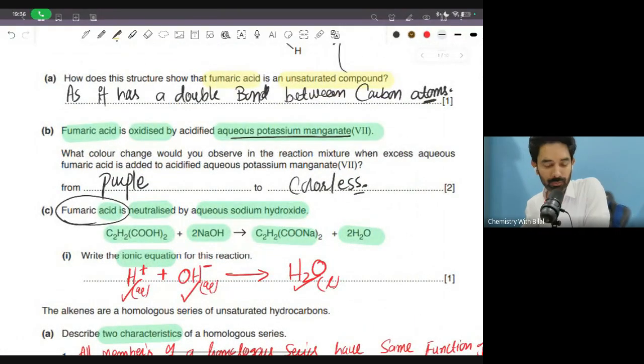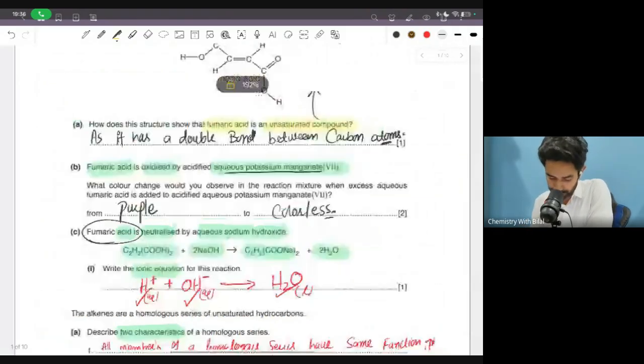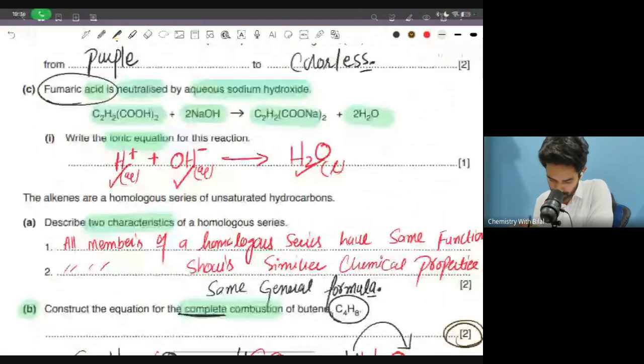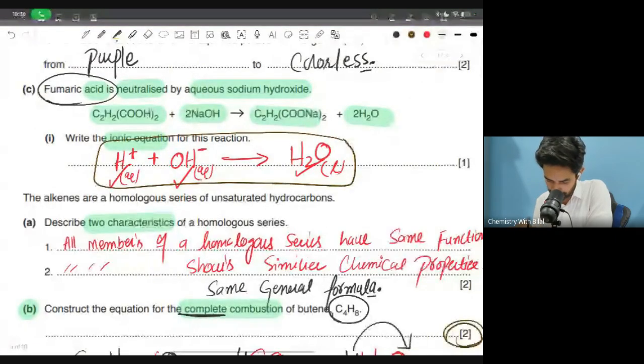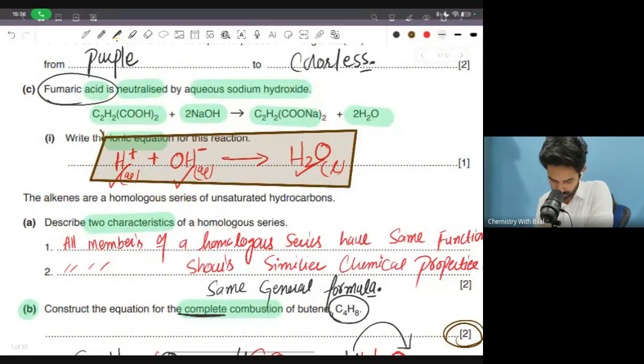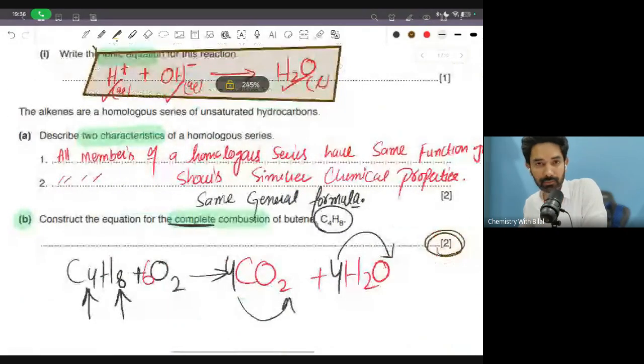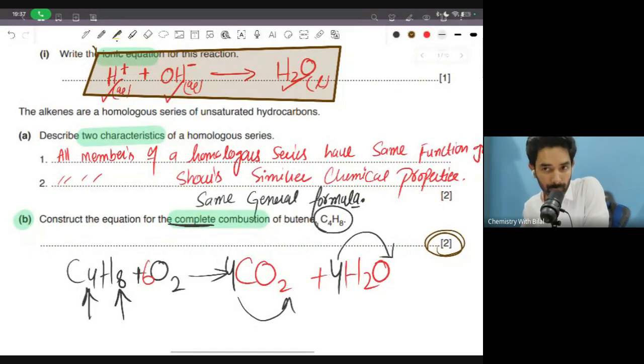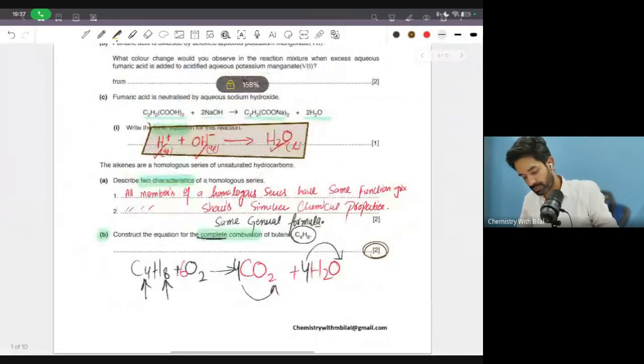And we know that KMnO4, when it oxidizes the other substance, goes from purple to colorless. And the ionic equation of all neutralization reactions has to be the same without any exception. Ionic equation should be same for all neutralization reactions. And then homologous series: all members of the series have the same functional group. They show similar chemical properties. They follow the same general formula. They differ by CH2 in consecutive members, and they show different physical properties.